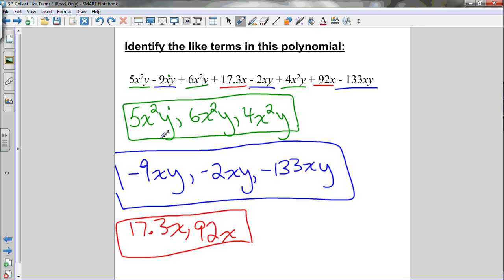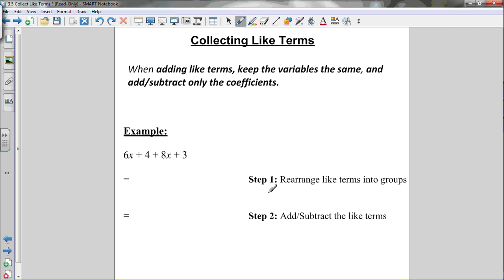So remember, like terms have the same variables with the same exponents. So all the ones in this group are the same variables, same exponents, and same with this group and this group. Okay, now let's learn how to actually collect like terms.